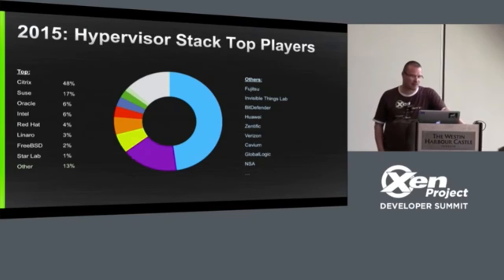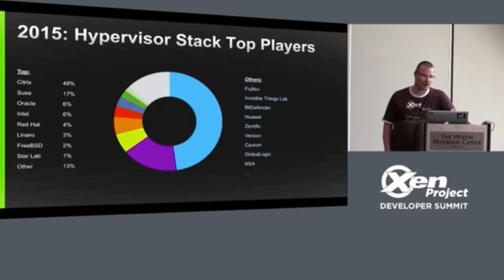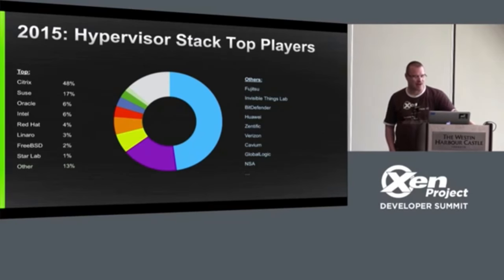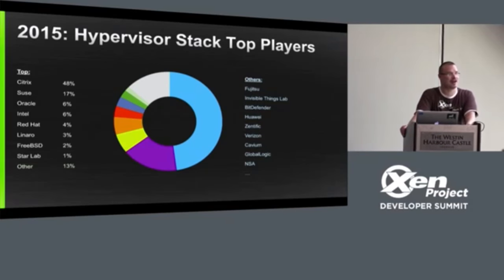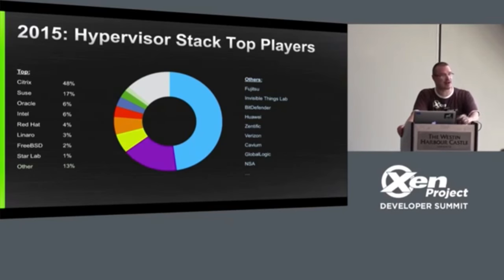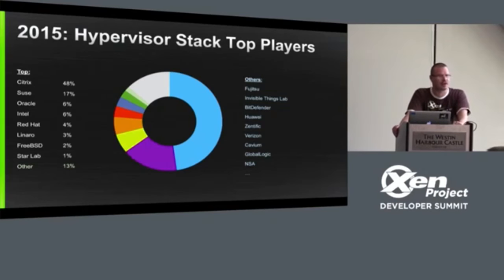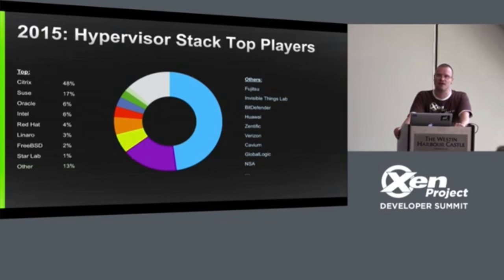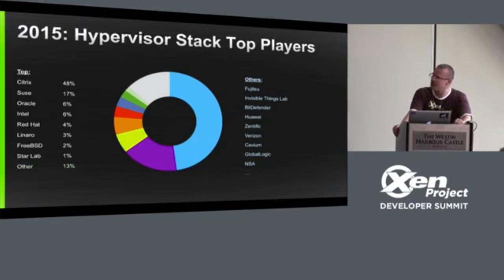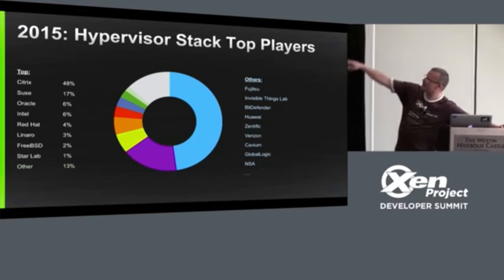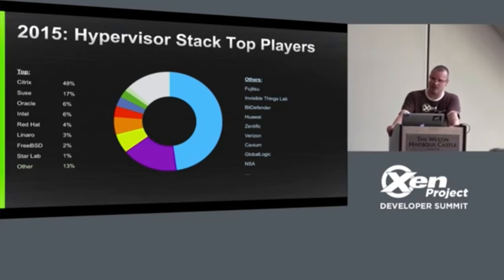So Citrix basically contributed half of the code. SUSE and Oracle and Intel are major contributors. There's also changes from Red Hat. So I think you remember last year, some of the Red Hat folks did some changes to the debug support. And we also had a talk at the summit. And then there were a lot of other companies who regularly contribute to the project.